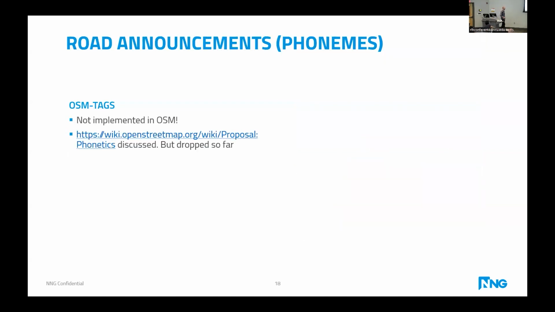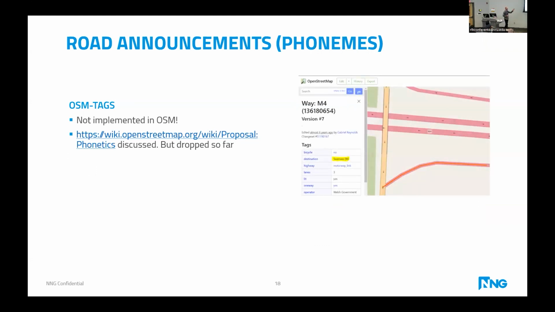And finally, I would like to bring in a feature which is currently not implemented in OSM, as far as I know: road announcements. So for example, let's say that we have this information here about the destination, Swansea, and now I'm saying it with my funny Hunglish accent because I'm from Hungary originally. But if it could be mapped with, for example, the IPA translation, where it could tell the navigation engine how to say it properly, then this information could be used in the future by navigation engines.